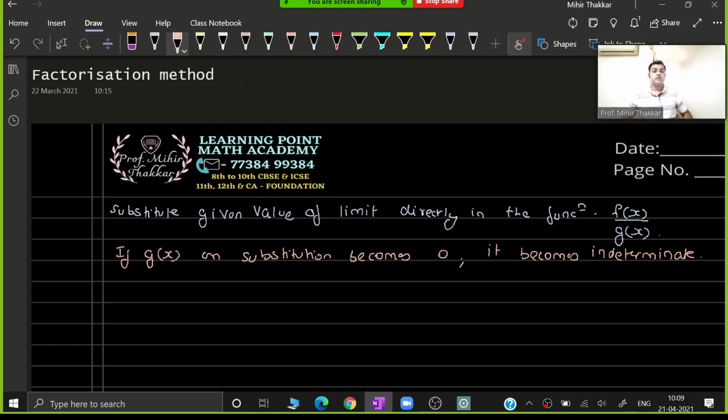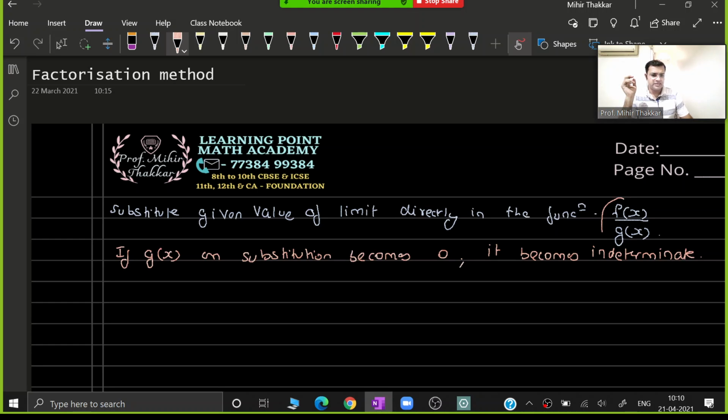So when you come across this situation that on substitution the denominator is becoming 0, in such a case you will have to do the factorization. That is the basic point that we need to remember before starting to solve the next exercise. It's a very simple exercise, guys.